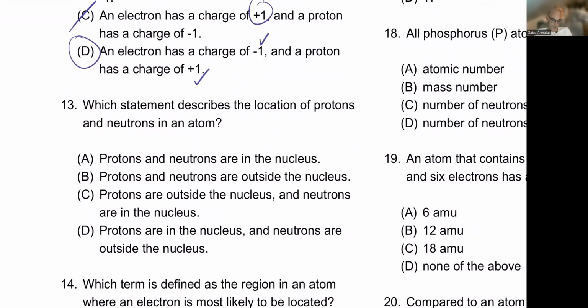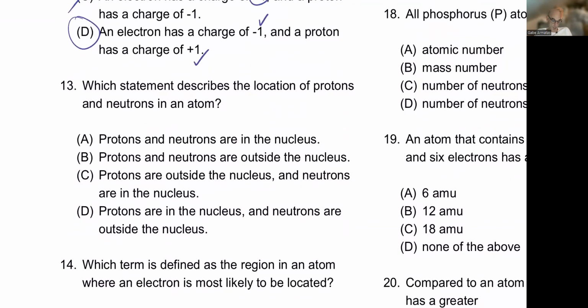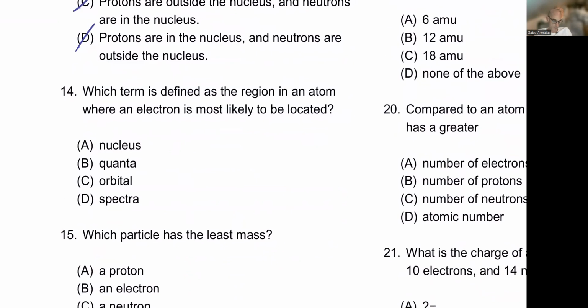So which describes the location of protons and neutrons in the atom? Protons and neutrons are in the nucleus. That is true. Protons and neutrons are outside. Nope, that's where the electrons are. Protons are outside the nucleus and neutrons, nope, those are in the nucleus. Protons are in the nucleus, nope. Yeah, so protons and neutrons are in the nucleus and the electrons are orbiting outside.